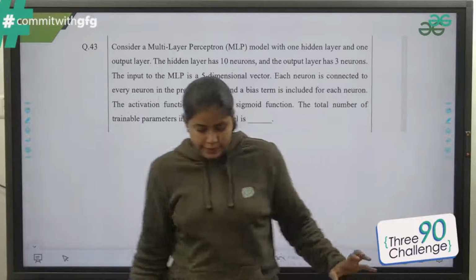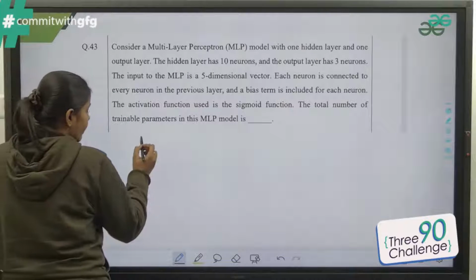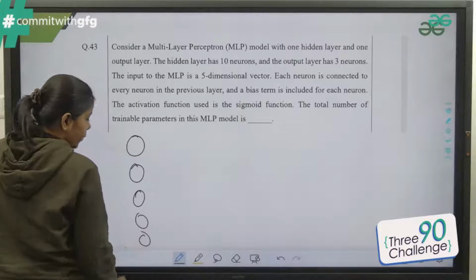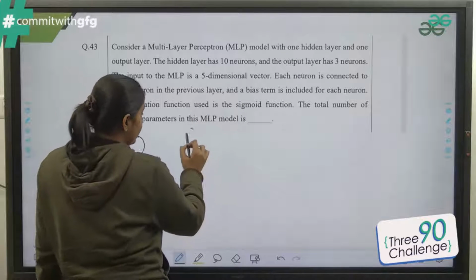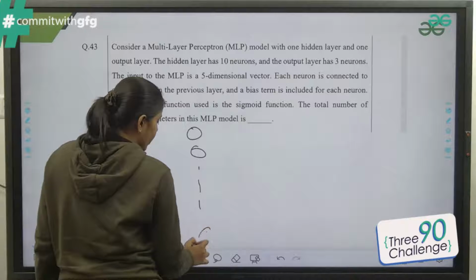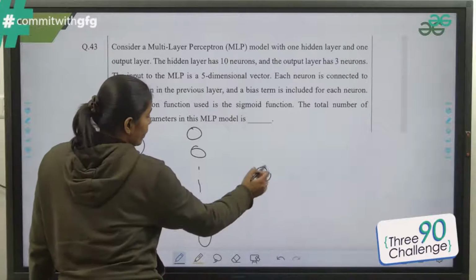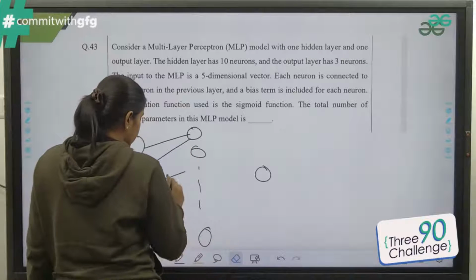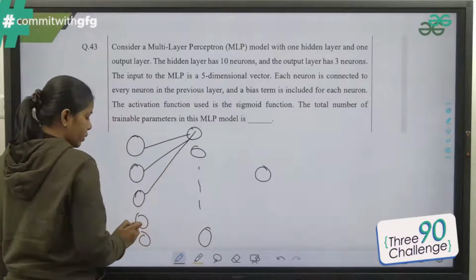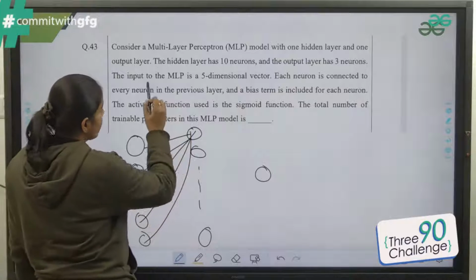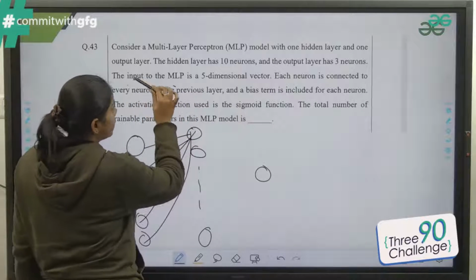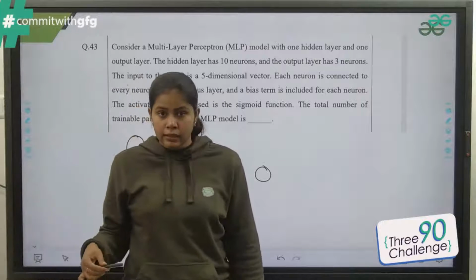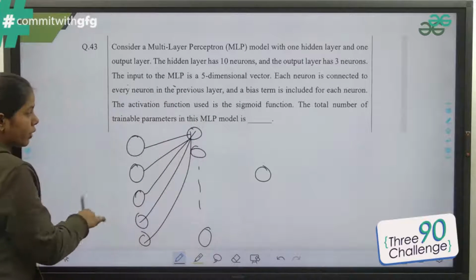Okay, so let's see, guys. If I have a 5-dimensional vector, that means I have 5 features, 1 2 3 4 5, and 10 neurons in the hidden layer, with only one hidden layer and one output layer. Each of the 5 features would move to each of the neurons, because each neuron is connected to every neuron in the previous layer, right?